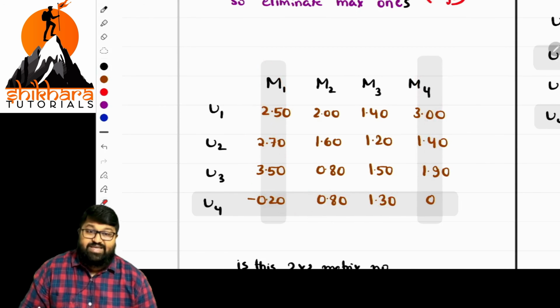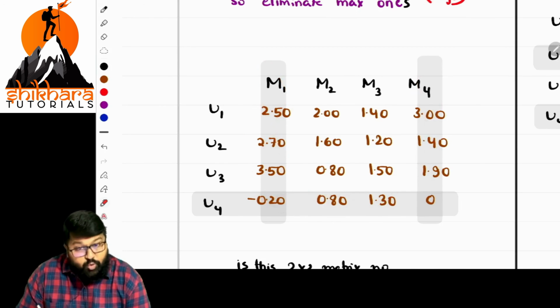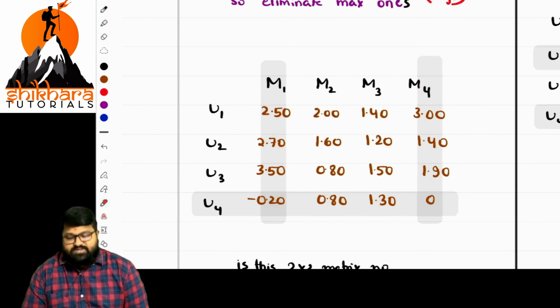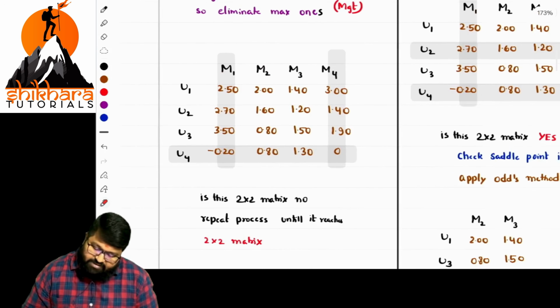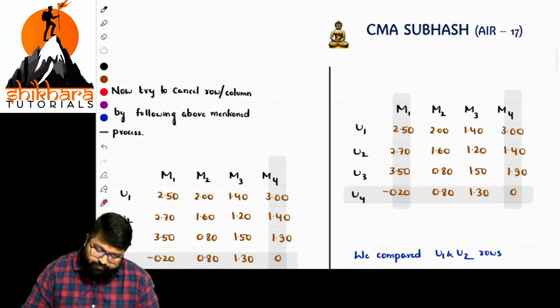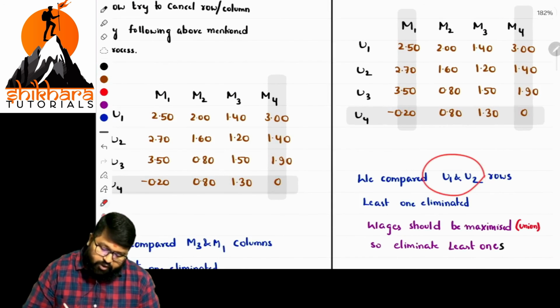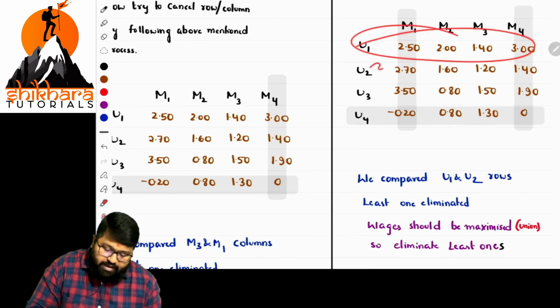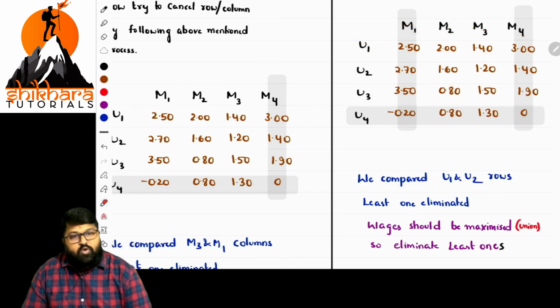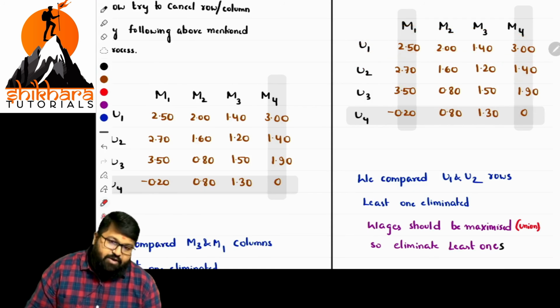No. What is the order there? 3 by 2. We have to get a 2 by 2 matrix. Now again the process repeats. The process repeats until you solve that part. Now you are going with U1 and U2. In the U1 and U2 comparison, what is to be eliminated?